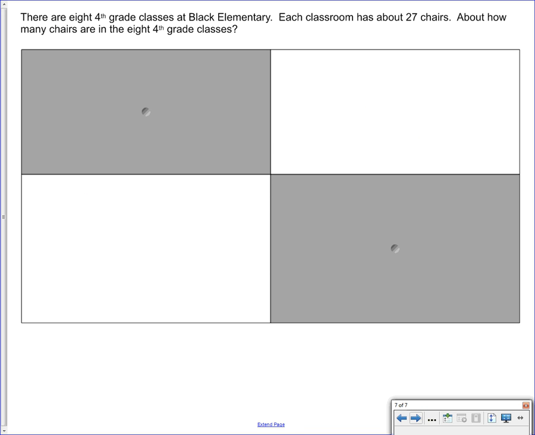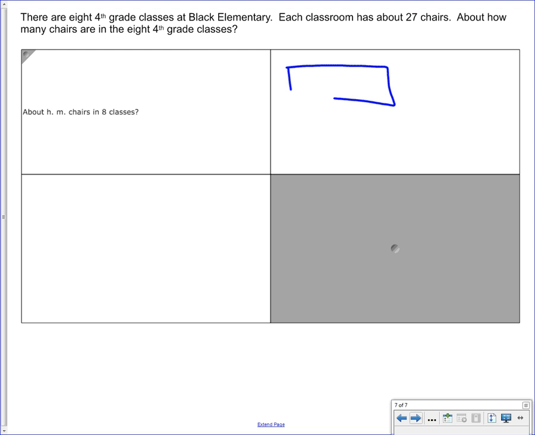And our last problem. There are 8 fourth grade classes at Black Elementary. Each classroom has about 27 chairs. About how many chairs are in the 8 fourth grade classes? So I want to know about how many chairs in 8 classes. So there's 8 classes with 27 chairs in each. Eight classes, 27 chairs in each class. And I want to know how many that is.